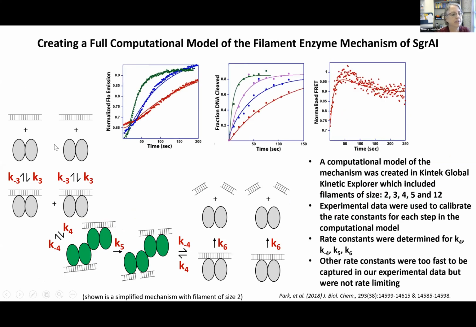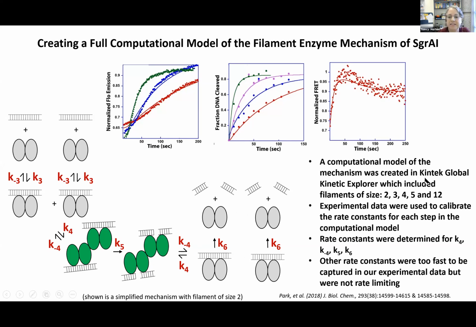To do that, we used a series of kinetic measurements and global model fitting, computational model fitting. We used the program Kinetic Explorer to create this model and to fit our data so that we could extract each of these rate constants of the pathway. This is a very, very simplified schematic of the reaction pathway because we know the filaments can get quite large. We don't assume concerted DNA cleavage like shown here. It's just to give a simplified view of it.